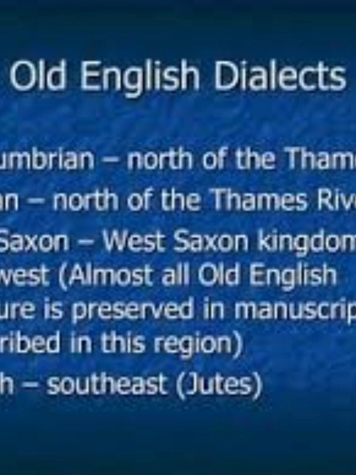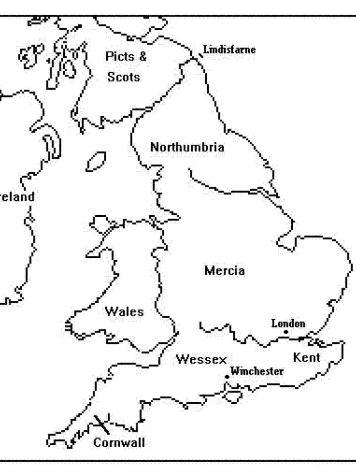The major dialects of Old English are Northumbrian, that is north of the Thames River, Mercian, north of the Thames River, West Saxon kingdom in the southwest. Almost all Old English literature is preserved in manuscripts transcribed in this region, and Kentish in the southeast. Here is the map of the United Kingdom for you to see the dialects of the Old English as they were spoken and where they were spoken.